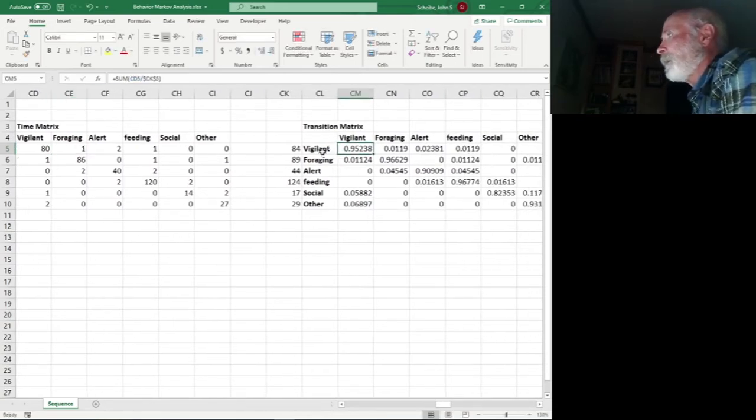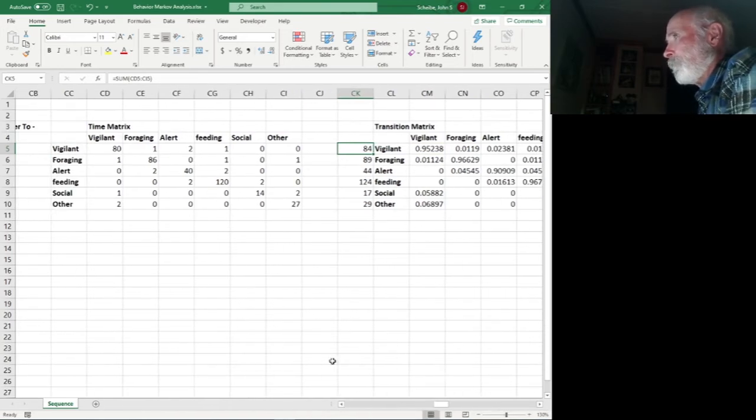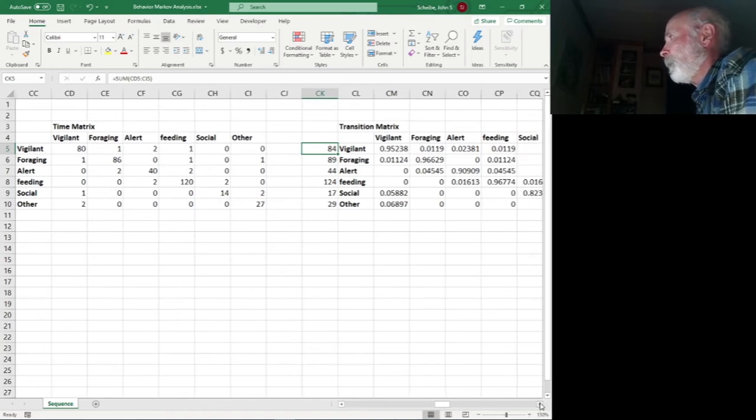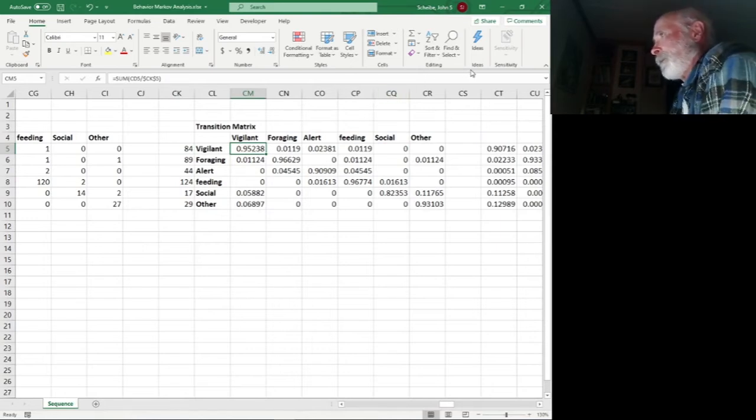matrix. So first let's look at this column. This is simply the sum of all the transitions where the animal went from being vigilant to vigilant, vigilant to foraging, vigilant to alert, vigilant to feeding, to social, and to others. So these are just the sums of these rows over here. And I'm using those sums now in this matrix, right? So now I need to convert these to probabilities.